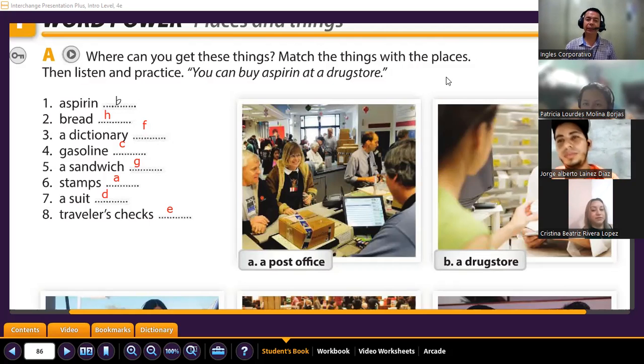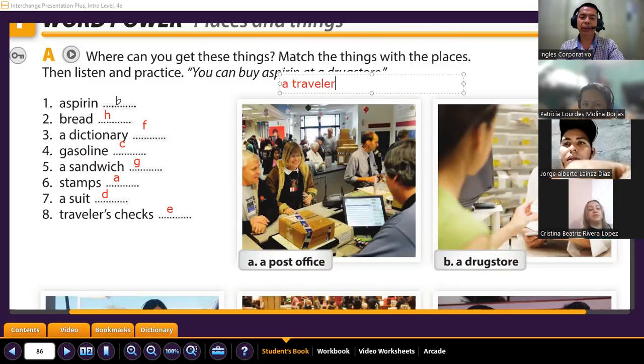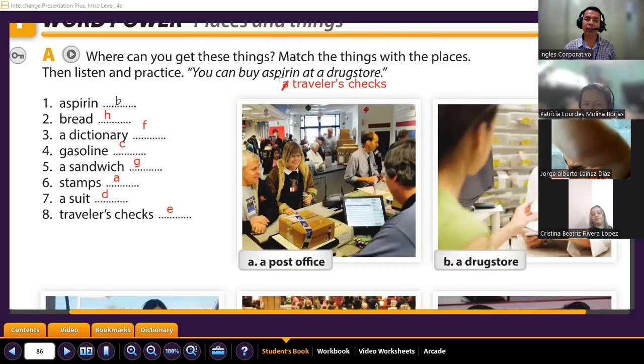Good. And in this case, Jorge, you cannot say a traveler checks. Why not? Because a is for singular. Traveler checks is plural. You can say a suit, a dictionary, no problem. But a traveler checks, no. Only traveler checks. You can buy traveler checks at a bank, right? Thank you very much for your participation.